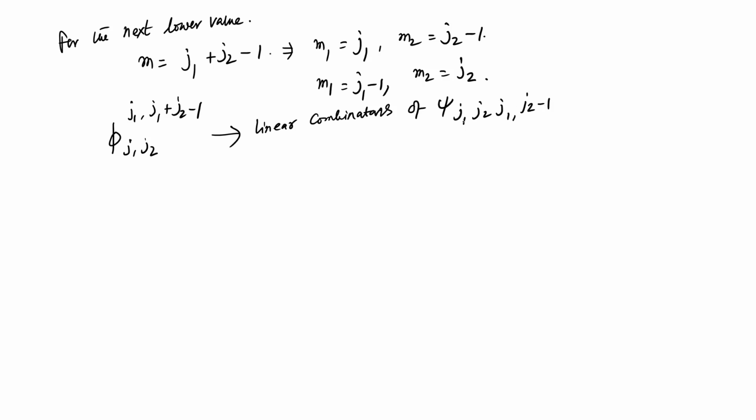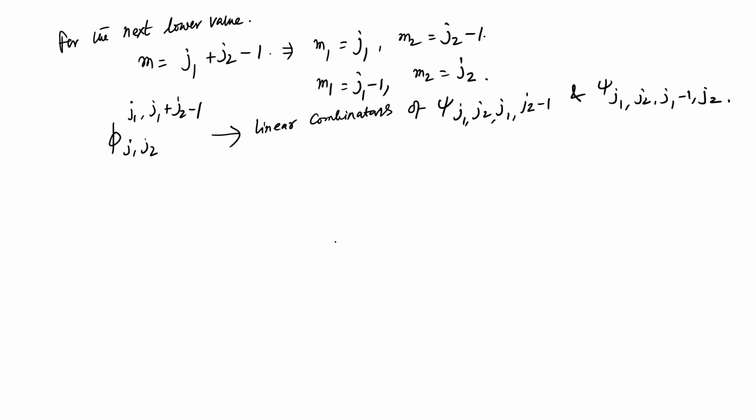I am forgetting giving these commas, but you can give these commas, and psi J1, J2, J1 minus 1 and J2 and so on. Okay. So, these are the linear combinations, so there are going to be two Clebsch-Gordon coefficients which have to be found. We will give an example of that.